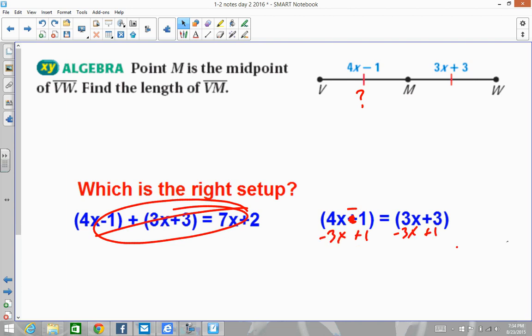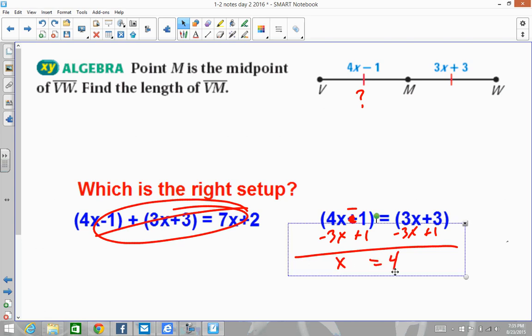Plus 1 and plus 1. So when I get this, I get x is equal to 4. If you got x is equal to 2, you probably had some issues at the top because the two segments weren't the same, and that should give you an idea that something was wrong.